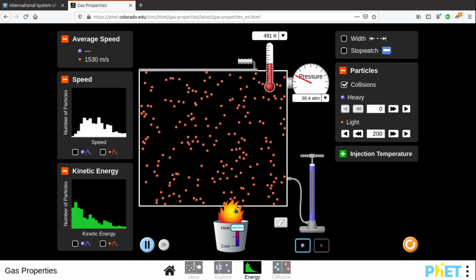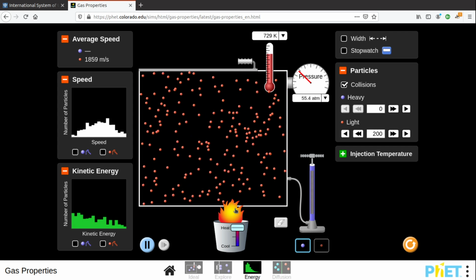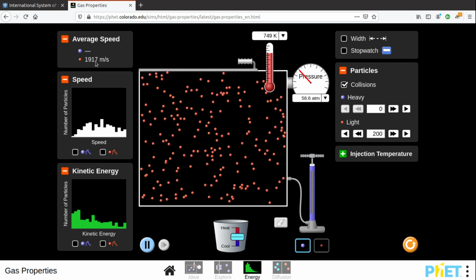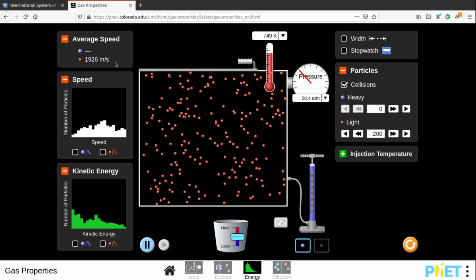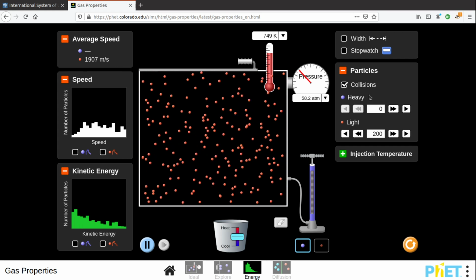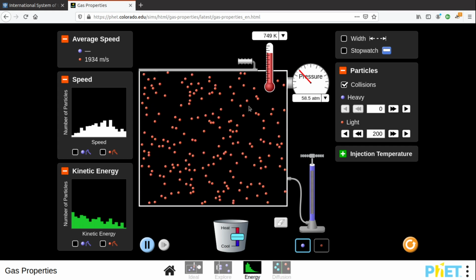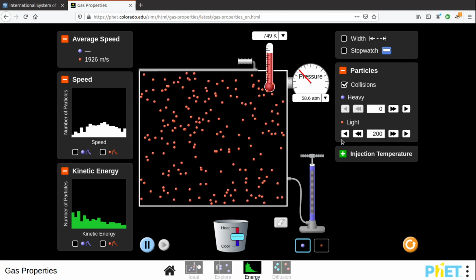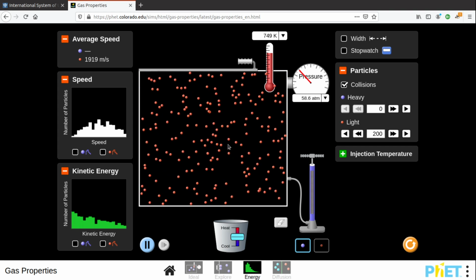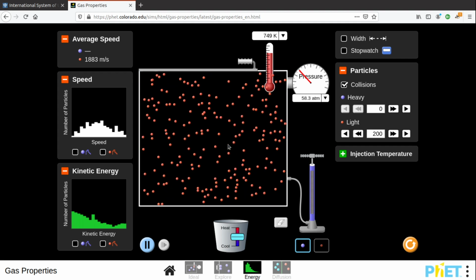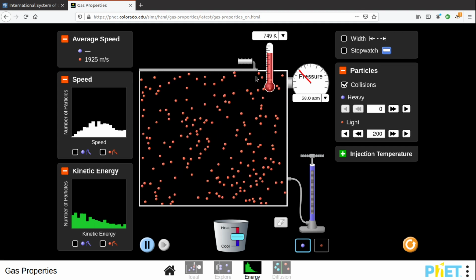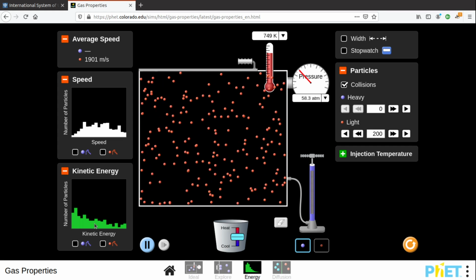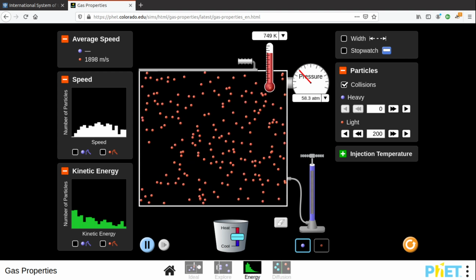What happens? We're heating up our gas, the pressure is going up, the temperature is going up. The pressure clearly went up. What happened to the average speed? Average speed went up. Yes, it did. So the pressure went up, the average speed went up, the temperature went up, the number of particles did not go up. So what does the temperature have to be some sort of measure of? Well, it has to be some sort of measure of the average speed. Or actually, maybe it's a measure that has to do with the average speed.